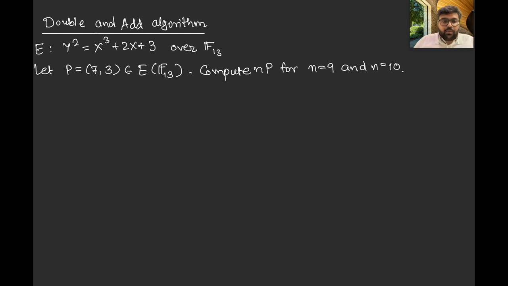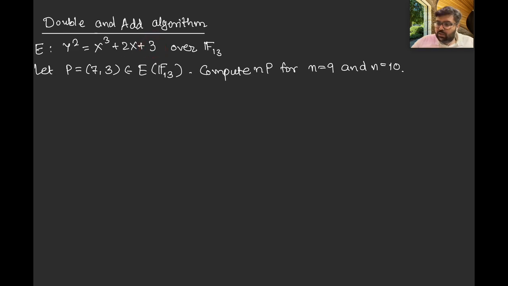Hello all. So in this video we are going to see an example of the double and add algorithm for elliptic curves, for adding a point P on an elliptic curve n times. So P plus P, n times, using the double and add algorithm for two values, n equals 9 and n equals 10. Our elliptic curve is y squared equals x cubed plus ax plus b.